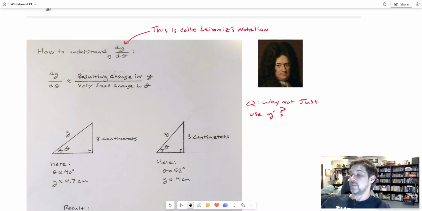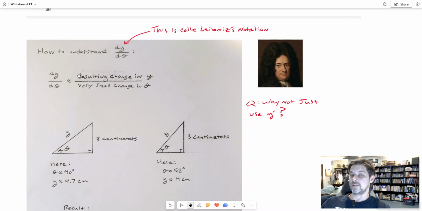Well, what we like about this notation is that it tells us the variables involved, and it gives you a way to think about what the derivative means. So dy over d theta tells me how a very small change in theta gives a resulting change in y. And when I get that number, I can interpret it that way. So we use that notation for the derivative sometimes because it contains the information about the variables involved. If you just put y prime, you don't have all that.